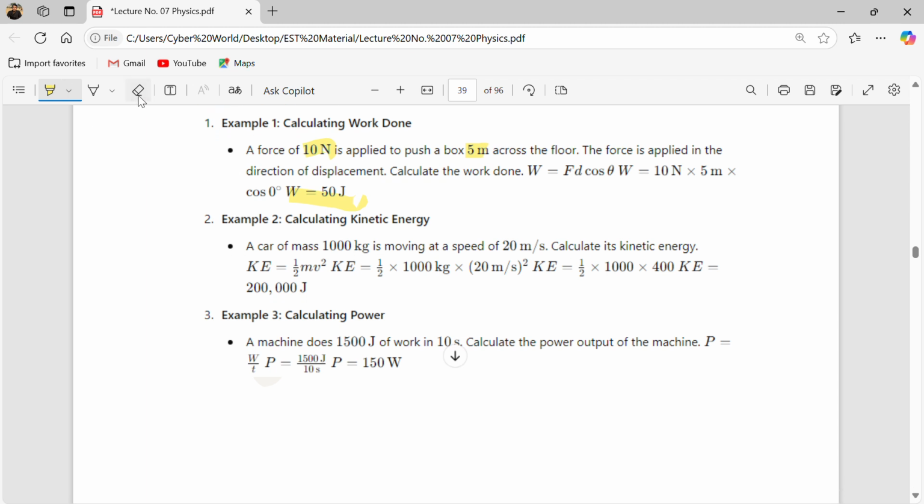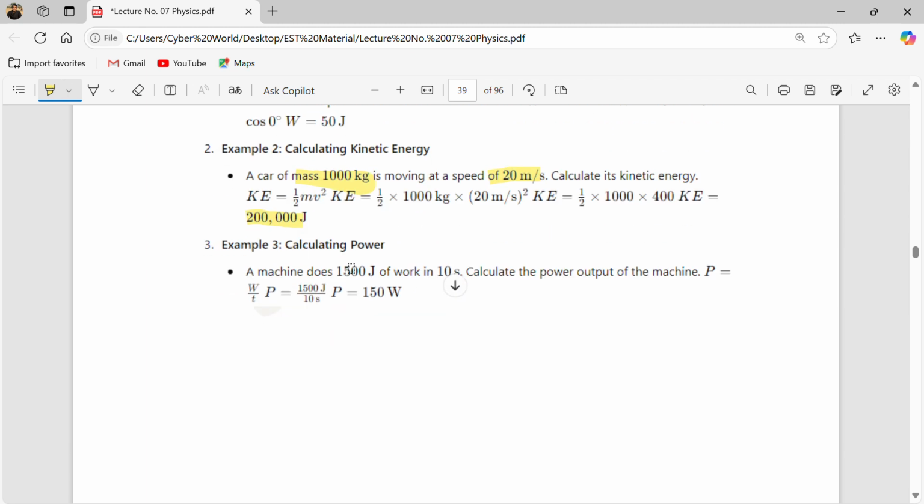Now, how do you find the kinetic energy? The sample problem is this: a car of mass 1000 kg and its speed are given, and you have to find the kinetic energy. You know the formula: kinetic energy is always equal to 1 by 2 mv square. Putting in m and v square, you can easily find it is equal to 200,000 joules. Now a problem related to power, how it comes.